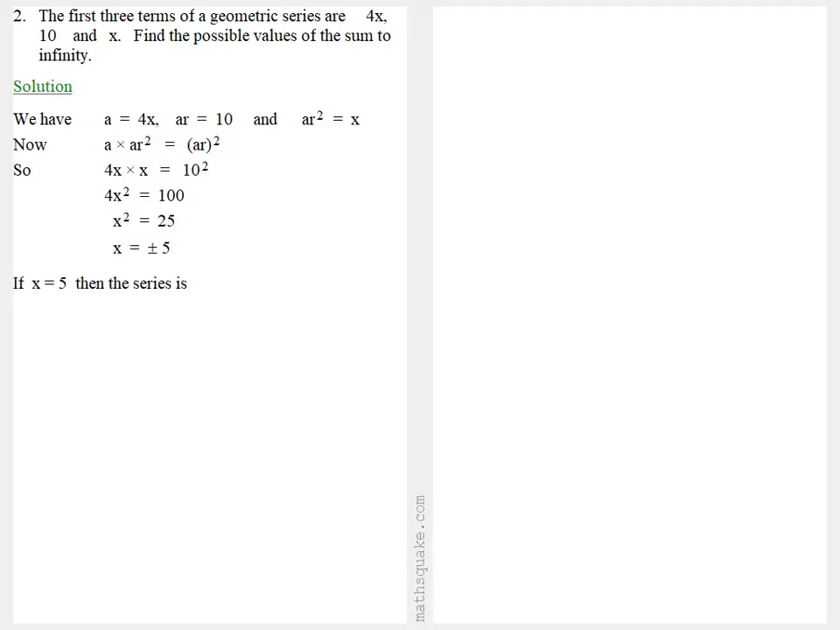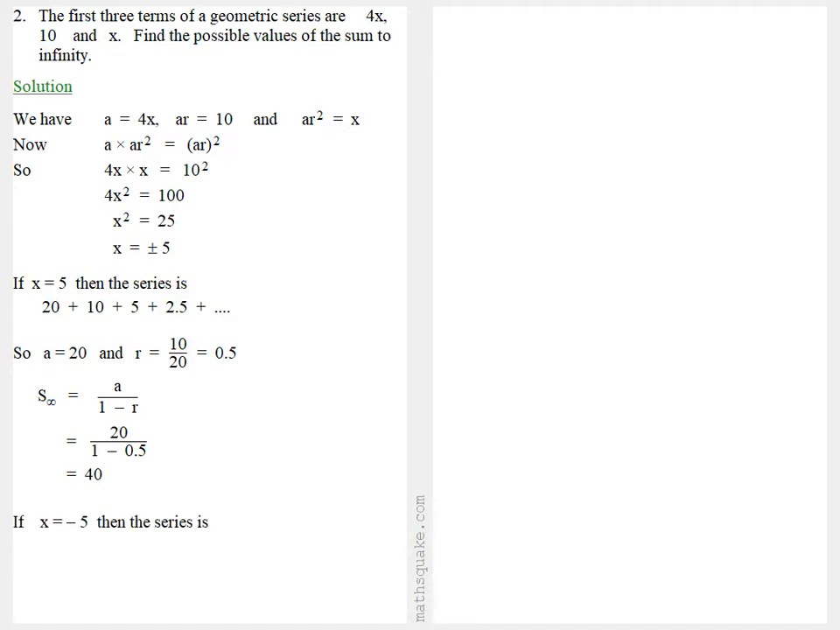Now if x is equal to 5, 4x is equal to 20, so we have the series is 20 plus 10 plus 5 plus 2.5, and so on. So a is 20, and the common ratio is 10 over 20, which is 0.5. So the sum to infinity is 20 over 1 minus 0.5, which is 20 over 0.5, or 40.